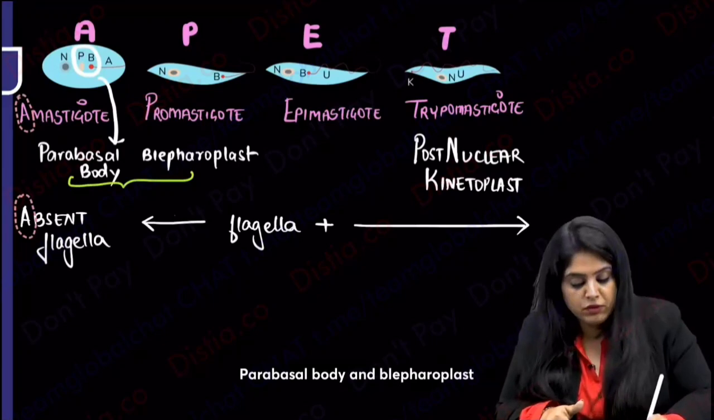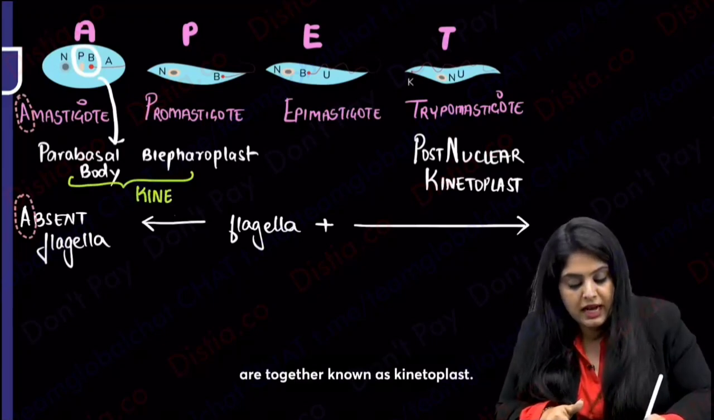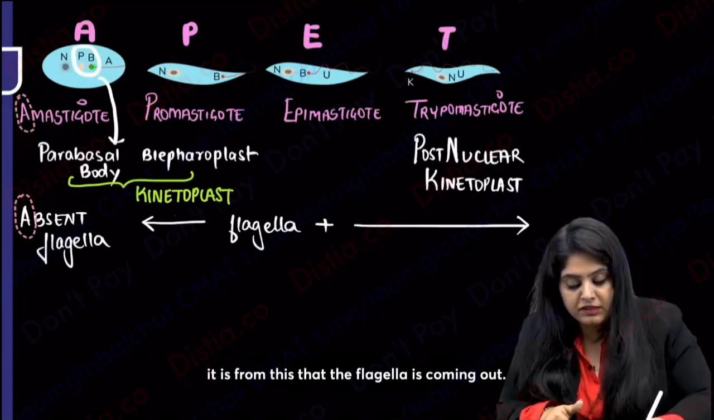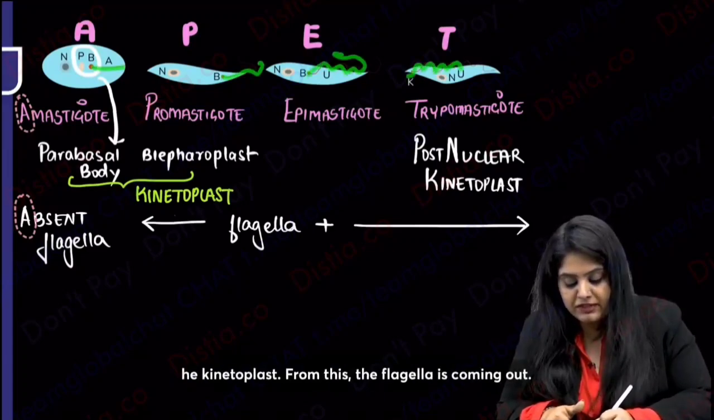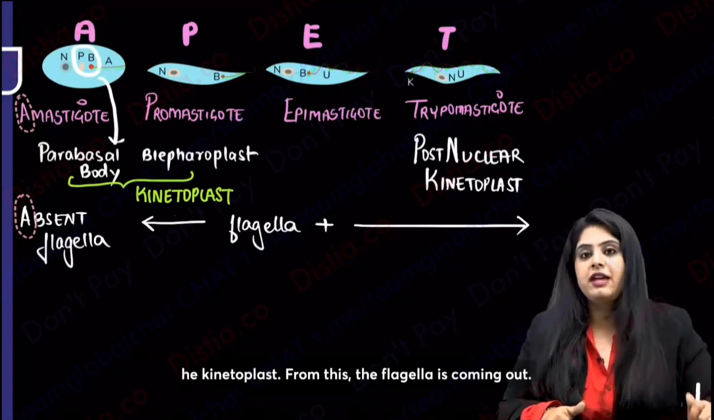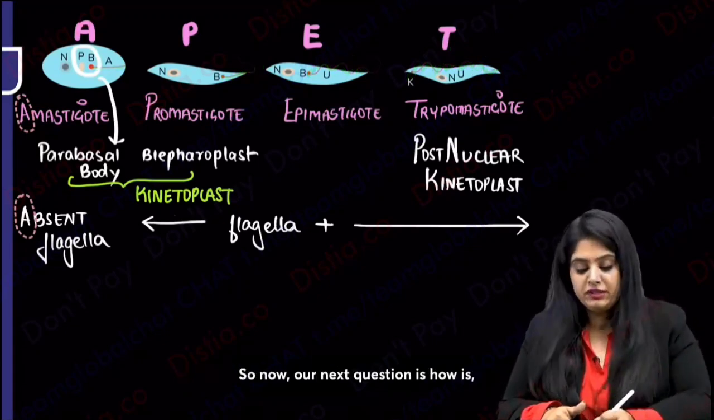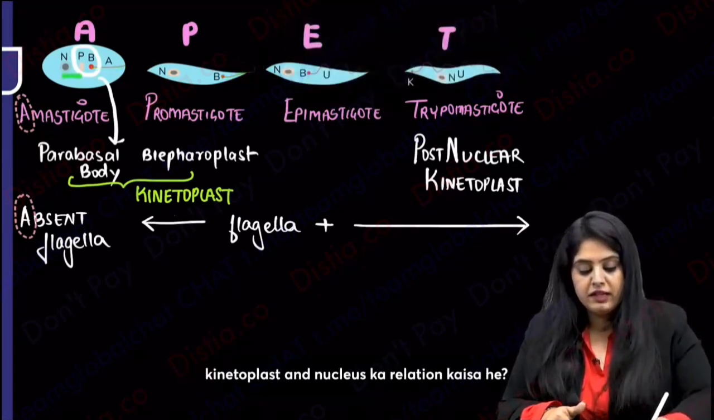Parabasal body and blepharoplast are together known as kinetoplast, and I am realizing that it is from this that the flagella is coming out. This blepharoplast and parabasal body complex is the kinetoplast, and from this the flagella is coming out. So now the next question is: what is the relation between kinetoplast and nucleus?